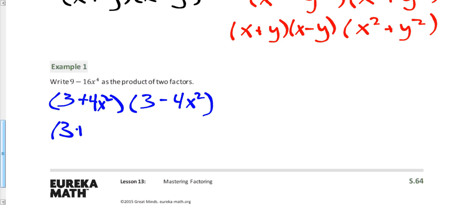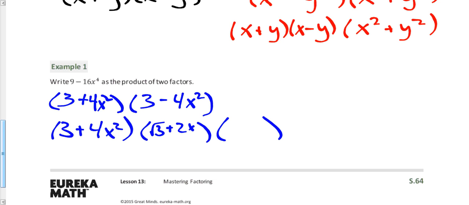I can call this 3 plus 4x squared. But can I call this square root of 3 plus 2x times square root of 3 minus 2x? Can I do that? I can do that. Am I requiring this? No. No. It shows me that you understand how to factor. Heck yeah. All right.